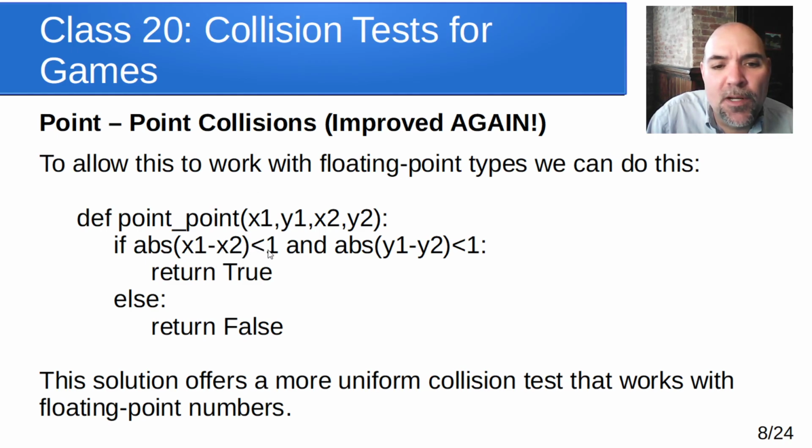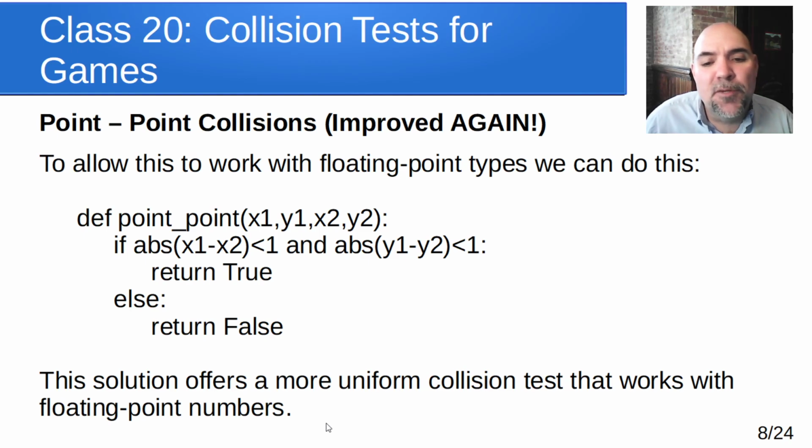And if that's less than 1, and the absolute value of the y's is less than 1, then we say that those are colliding. So in other words, we're saying if they're closer than 1 unit apart in both of the two axes, we're going to say they collide.